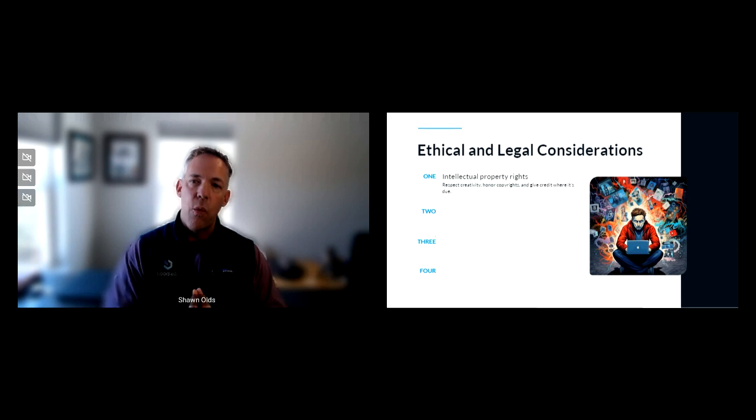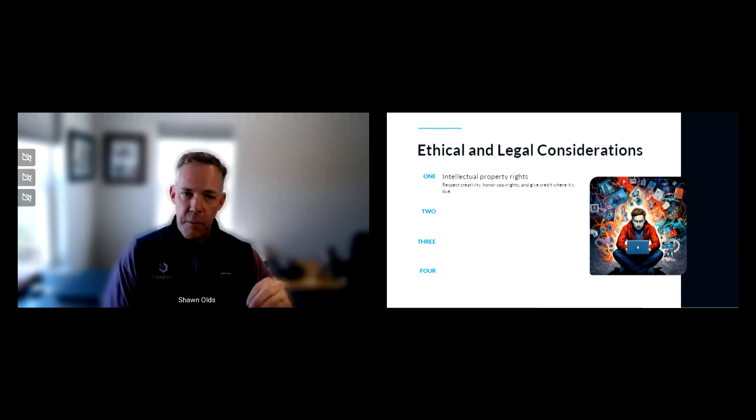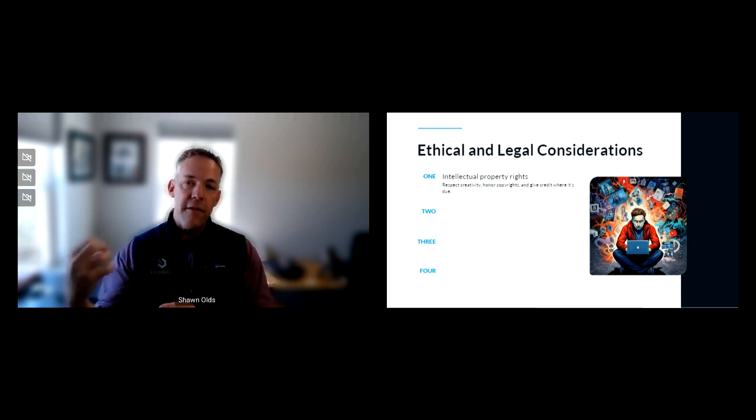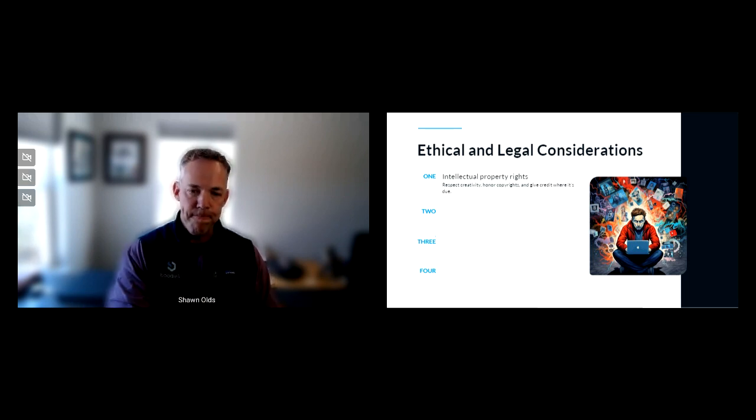And we're looking at what are the right ways to handle intellectual property rights? What are the right ways to respect the creativity of creative thinkers, but still be able to capitalize on the technology that is there for the betterment of all of us.